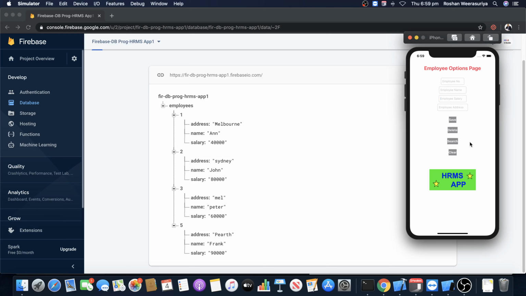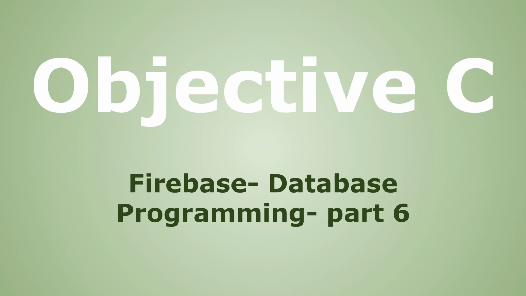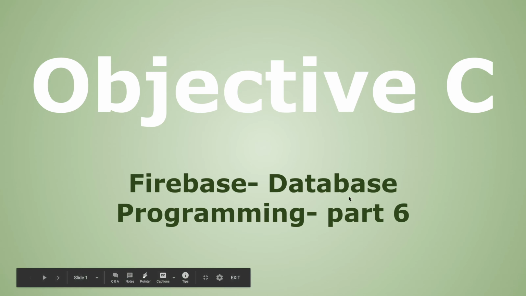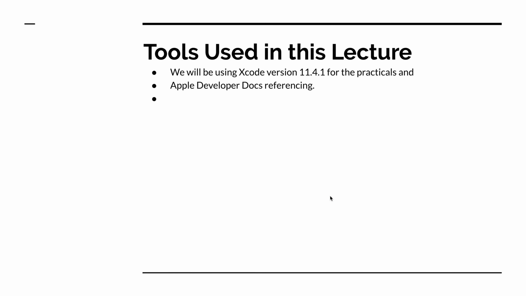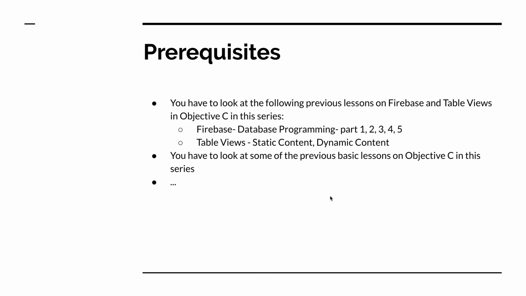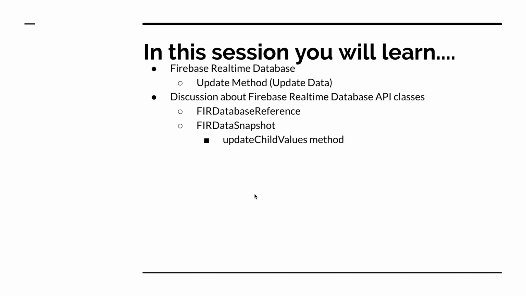But after you complete this lesson, make sure to look at the next few lessons in order to complete the full app demonstrated earlier. Hi viewers, the lesson is Firebase Database Programming Part 6, and we are very excited to take you into this lesson and see what's inside. Tools used will be Xcode version 11.4.1 and Apple Developer Docs for referencing. Prerequisite: you have to look at the previous lessons on Firebase and table views, Firebase Database Part 1 to 5, and table views. You also have to look at some of the previous lessons in Objective-C in this series.